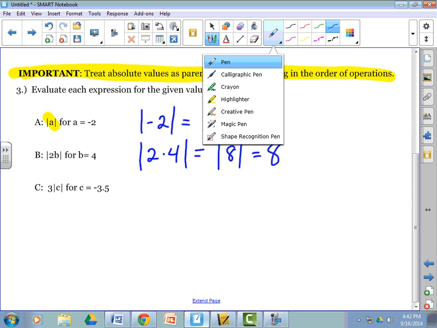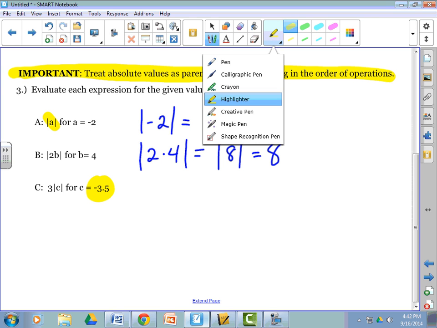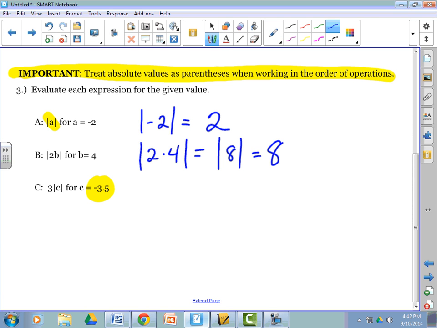I put a number on here that is not an integer. This value right here, -3.5, this is not considered an integer, but yet still a number that we can work with. 3 times the absolute value of c. We know this from before. Anytime you see a number outside of parentheses or grouping symbols without any sort of symbol, that symbolizes multiplication. So this means 3 times the absolute value of -3.5.